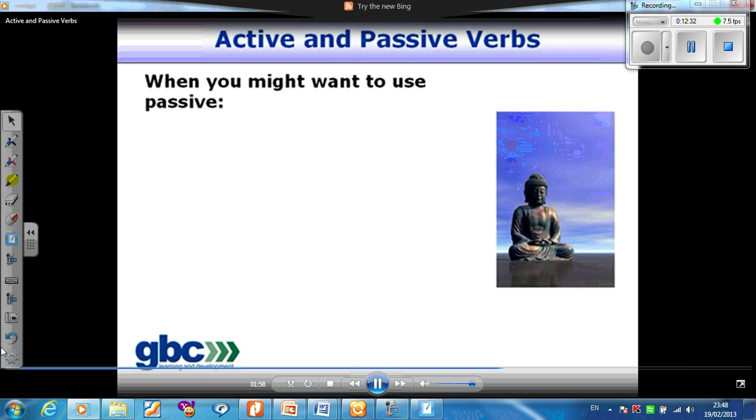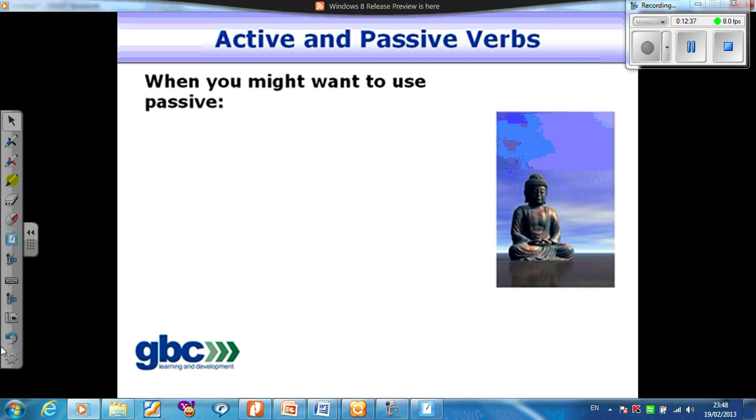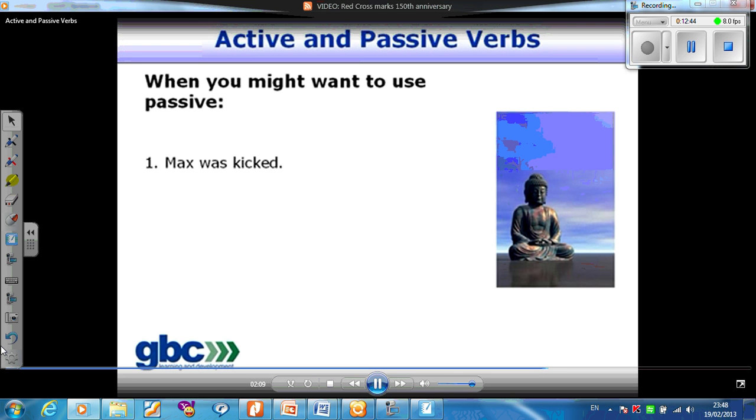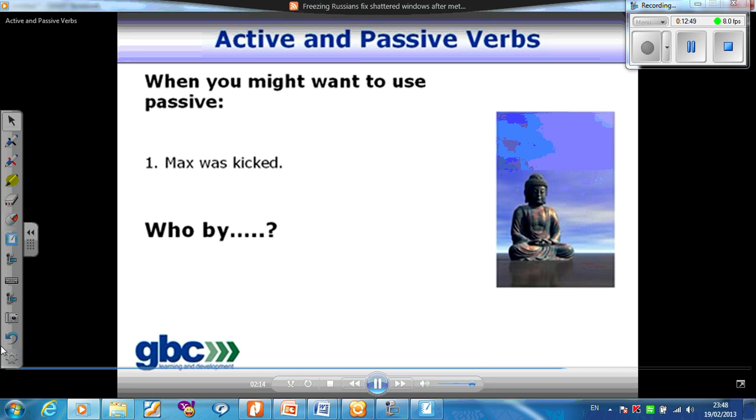The key word is prefer, because there are times when you might want to use the passive. Let's have a look at the sentence we were seeing before, but in a slightly different form. Max was kicked. Why? Well, we don't know.